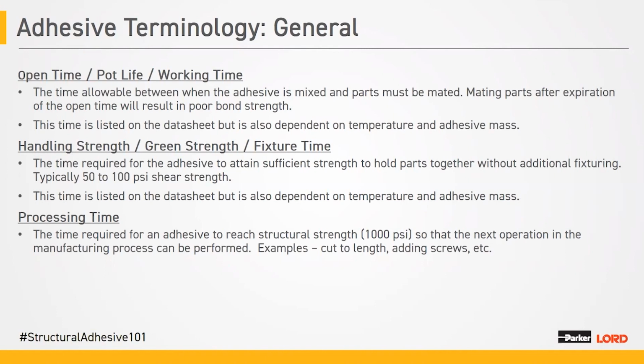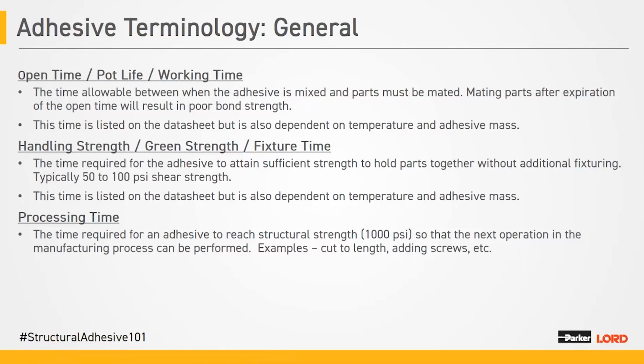Time is also listed on the data sheet, and is also dependent on time and temperature and or mass of the adhesive. So typically adhesive manufacturers such as ourselves will say it's listed as a 1/4 inch bead at 70 degrees Fahrenheit. Know that with increased temperature, the material will typically cure faster. Decreased temperature will typically cure it slower, from what's listed on the data sheet.